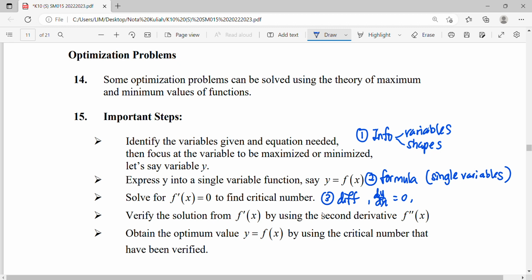After that, step number 4, we test the critical number using the second derivative test. Find d2y/dx squared so that you can verify whether it is a maximum or minimum. Lastly, you read back your question so that you can use your critical number to answer what you want to find. Do they ask for the critical number or for a value?